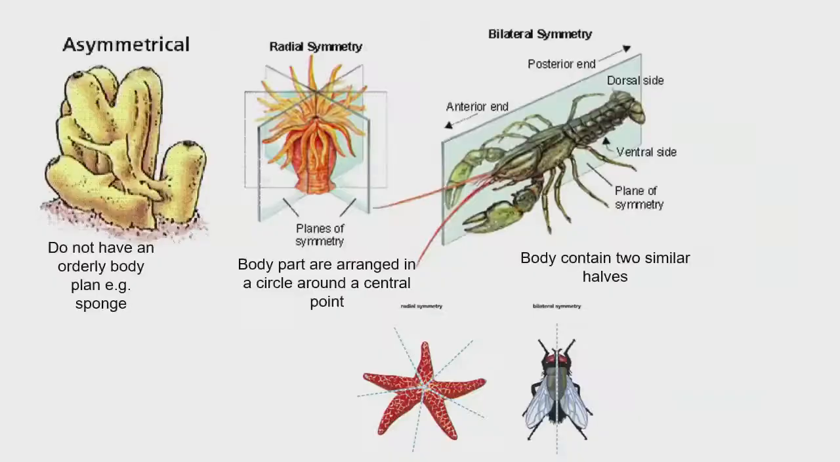And here you should also give proper examples, as can be seen there. You have asymmetric, where they don't have an orderly body plan. Example, the sponge. And then you have radial symmetry, where the body parts are arranged in a circle around a central point. And you have bilateral symmetry, which is like a mirror of the other part. The body contains two similar halves, so it can be cut in the middle and you have two similar halves.